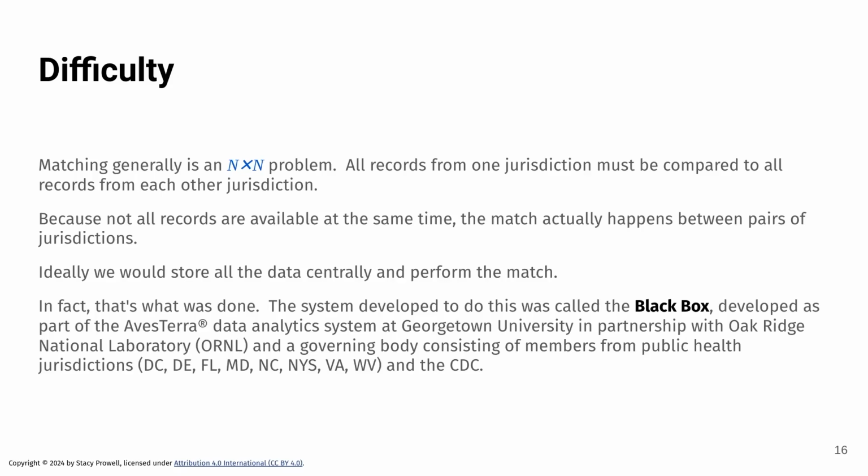Not all records are available at the same time. And so we need to be able to do this matching between pairs of jurisdictions. Ideally, in the ideal case, we put all the data onto one computer. That computer would do the match, would do the n-by-n matching problem, figure out what the high matches and the medium high and all that are, and report back the results to each jurisdiction. They would say, here are the ones that match you. This person in West Virginia matches a person in your data set. That's what we would do.